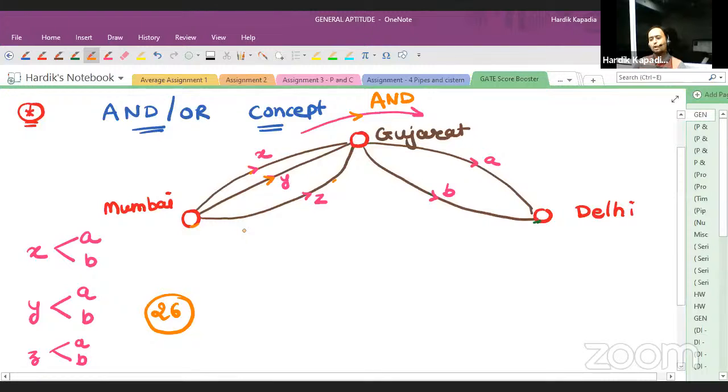Now, when I'm going to Delhi, everything is fine. There is no issue. But when I'm returning back from Delhi to Mumbai, there is a curfew in between Gujarat to Delhi. And this route A is blocked. So road small a is blocked. Now tell me how many ways I can go from Mumbai to Delhi and return back from Delhi to Mumbai. So the whole journey, how many ways?